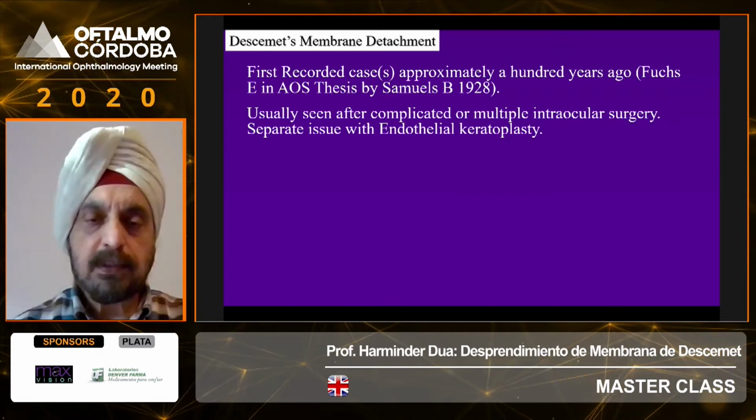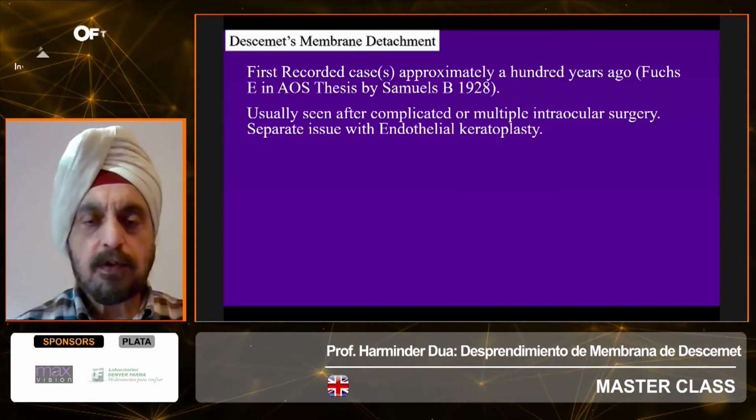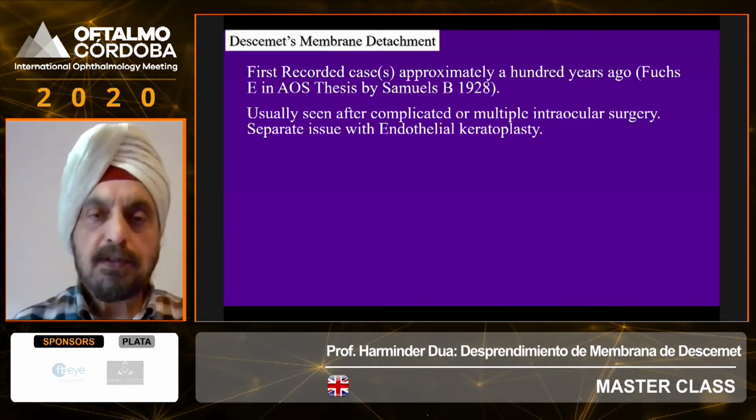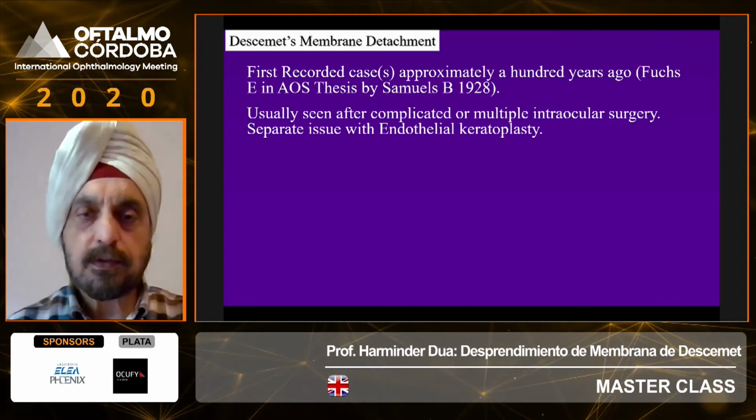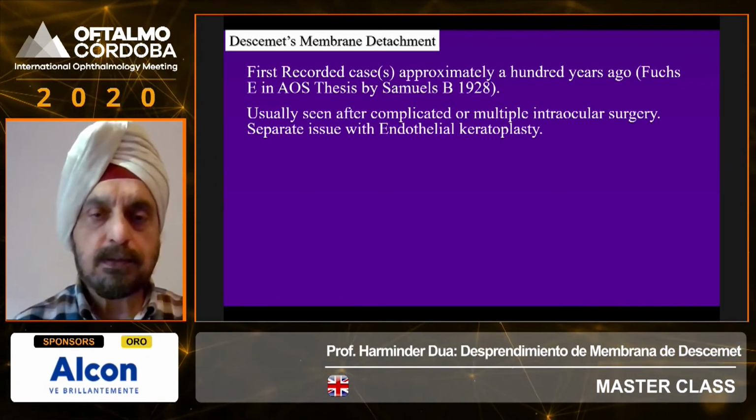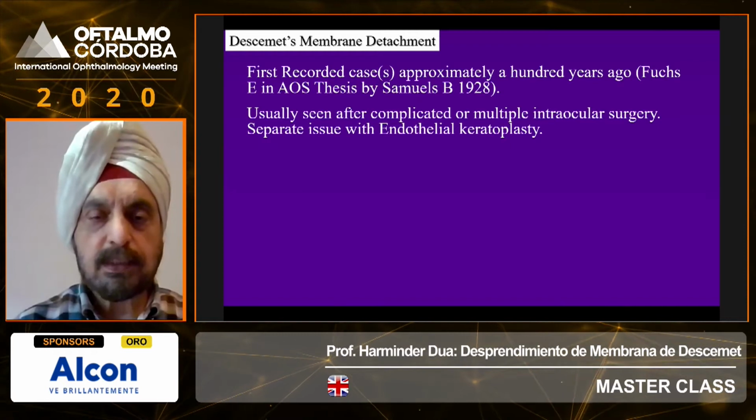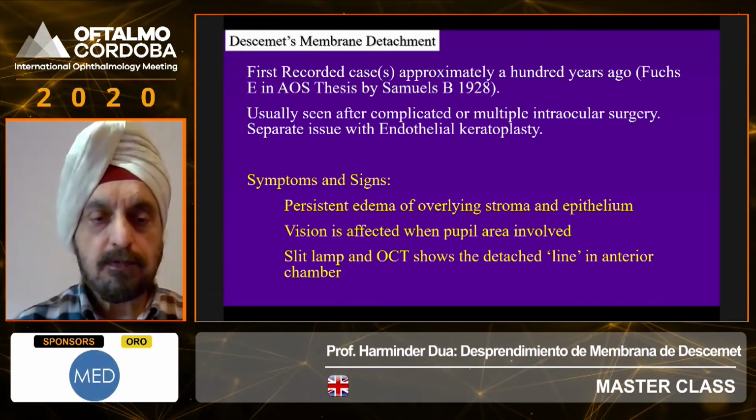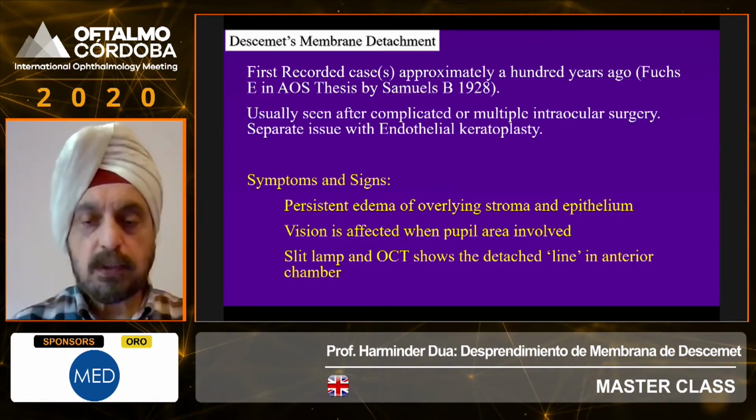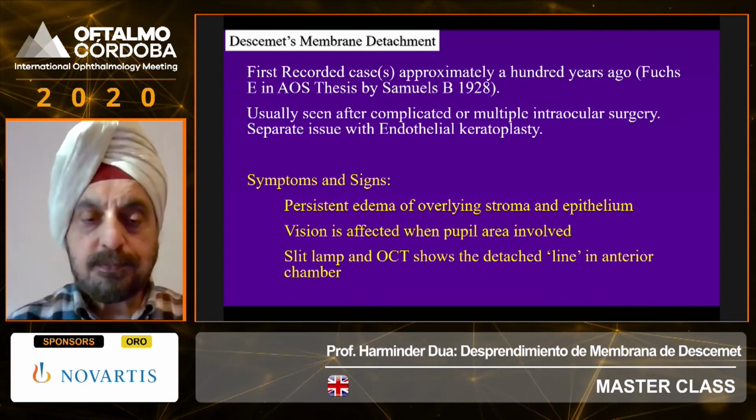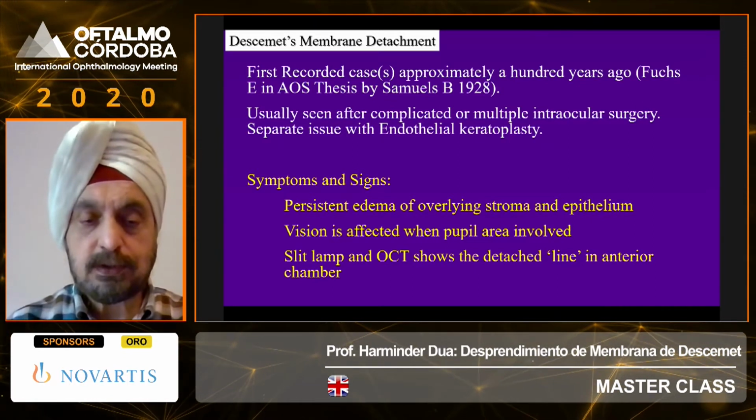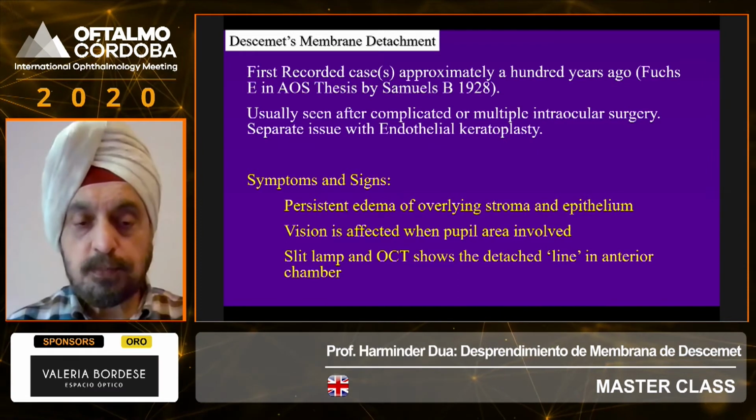And this Descemet's membrane detachment, which is post-operative or spontaneous, is very different from the Descemet's membrane detachment we see after DMEK, or Descemet's membrane endothelial keratoplasty, for example. So I'm not going to talk about the endothelial keratoplasty-related detachment, but only the other types that all of us who do any surgery will see from time to time. The symptoms of this condition are persistent edema of the cornea in the area of the detachment. Usually this edema does not spread beyond the area of detachment for quite a while, which is interesting. The vision is affected if the pupil is involved.